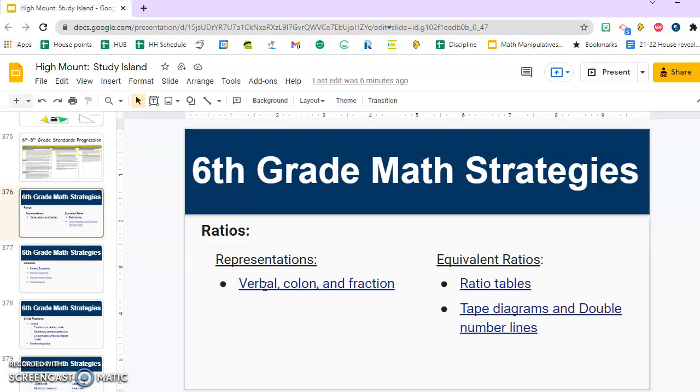I tried to keep it as separate as possible, but you'll notice for equivalent ratios, the tape diagrams and double number lines are in one video. So even though tape diagrams and double number lines are two different strategies, I just found a video that had both of them in it for your reference, so you could see what both strategies looked like.